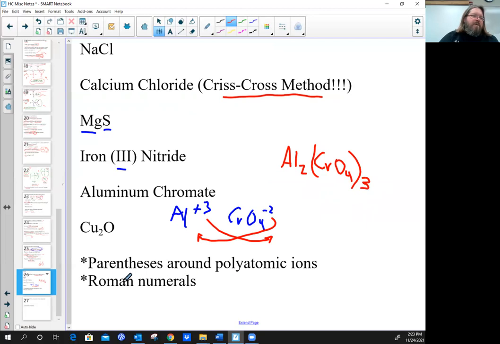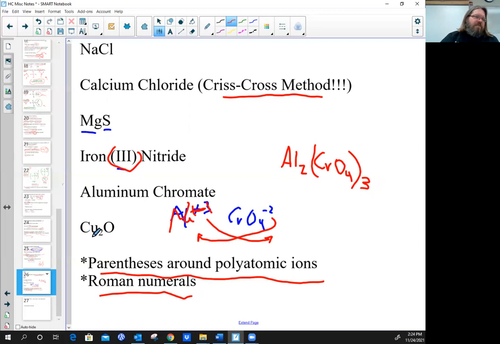Okay. So parentheses around polyatomic ions must be used only if you have to put a subscript on. If we change this to sodium, which is +1, right, then you wouldn't have to write the 1. You wouldn't have to use parentheses. Okay. Remember, 1s are redundant. You don't need to write them down. Okay. And then we already talked about the Roman numeral thing, right?